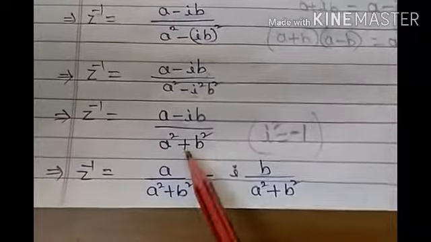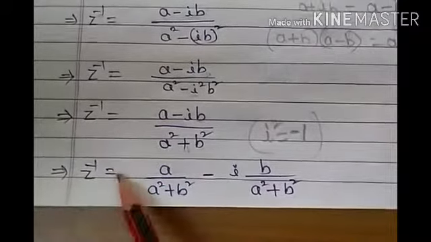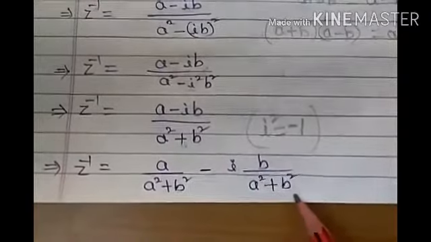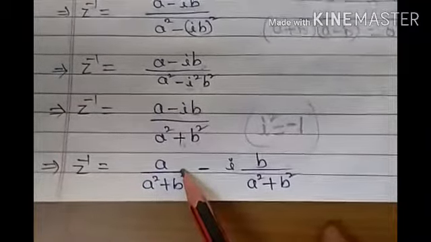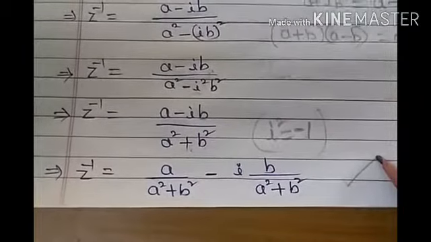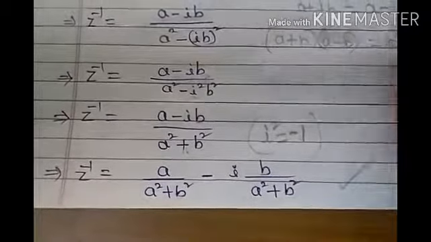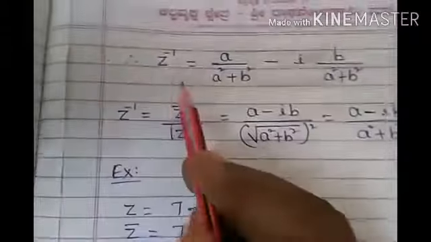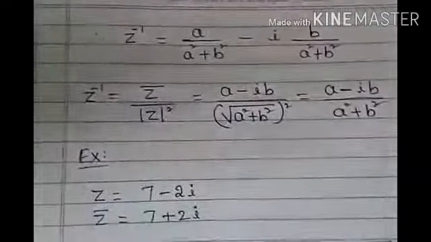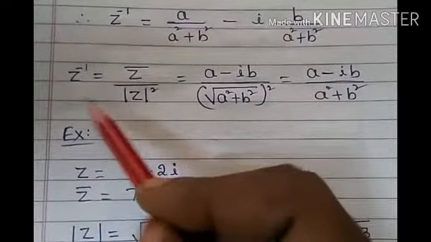Here the denominator is separated to both the terms in the numerator. So we get z inverse equal to a by a square plus b square minus i into b by a square plus b square. Here the first term forms the real part and the second forms the imaginary part. Now it is in the standard form a plus ib. We can also find the multiplicative inverse using a formula.